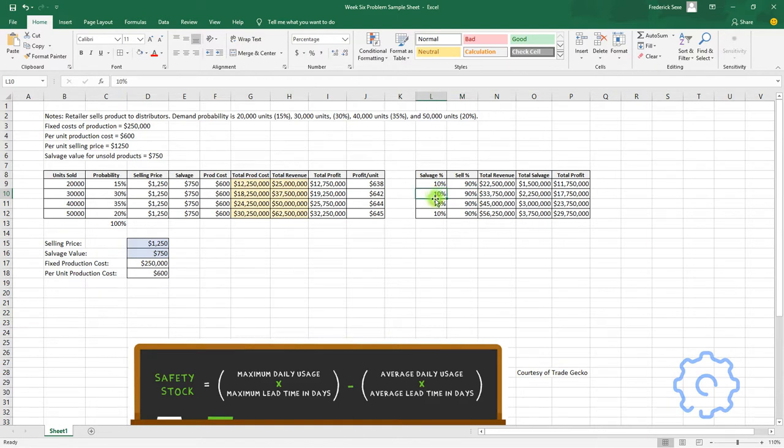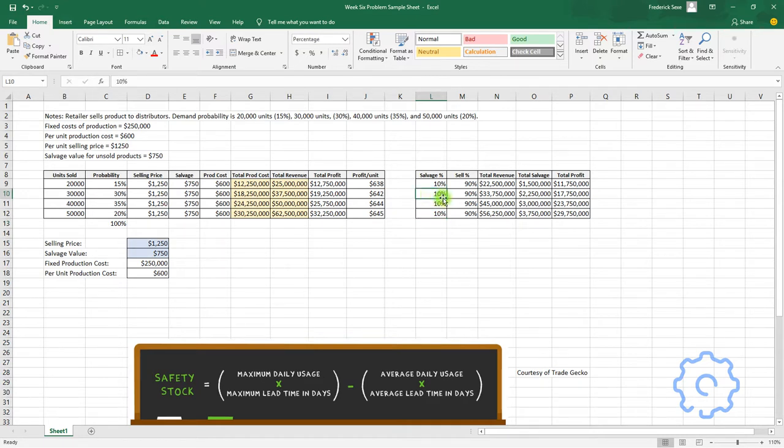The way I did this is the salvage percent is something that I enter, and then the sell percentage is 1 minus this. So if I change this to say 15%, it'll automatically change to 85%, and all the numbers will automatically change. I'll change this back. Now, with the problem here, let's say I want to figure out the 30,000 units sold, and we're going to plan on salvaging 10%.